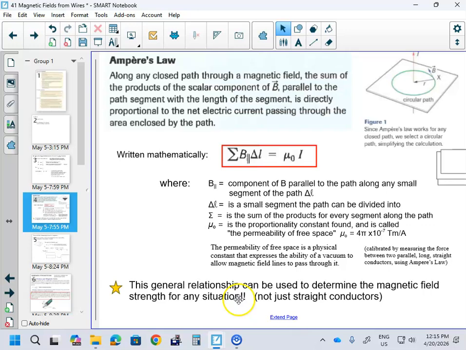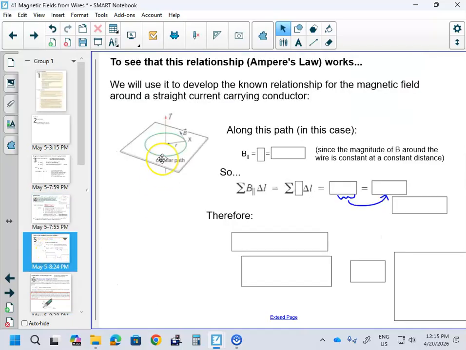Basically, it's a general relationship that can be used to determine the magnetic field strength in any situation, not just straight conductors. To see that this works, let's look at a simple case. We're going to use a circle for our closed path, because then we have some geometry that we know. This also makes it a constant magnetic field, because we're the same distance away from that wire the whole time, which is another simplification that makes the circle preferable for this case.